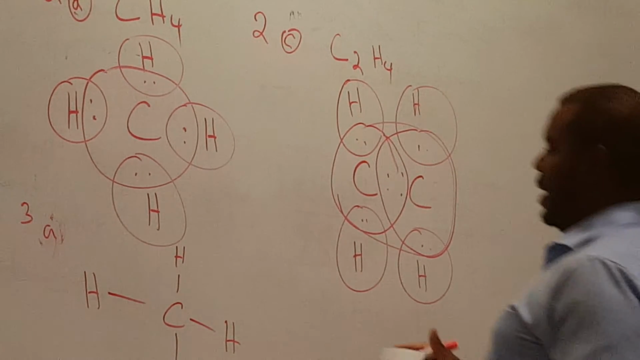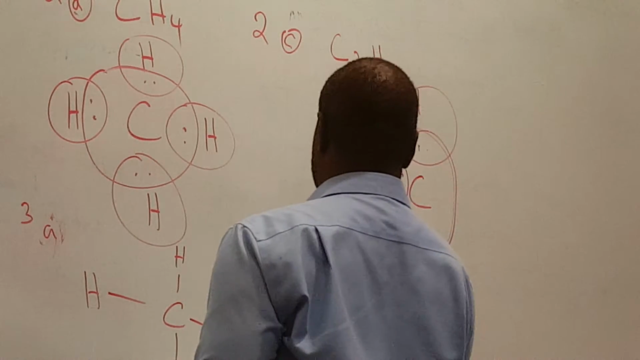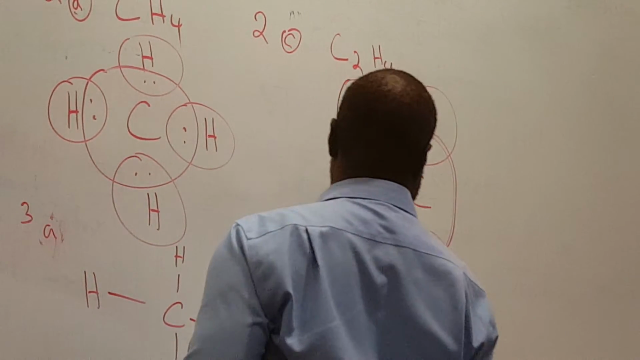All right, so then you got 3C. 3C, 2 electrons each.